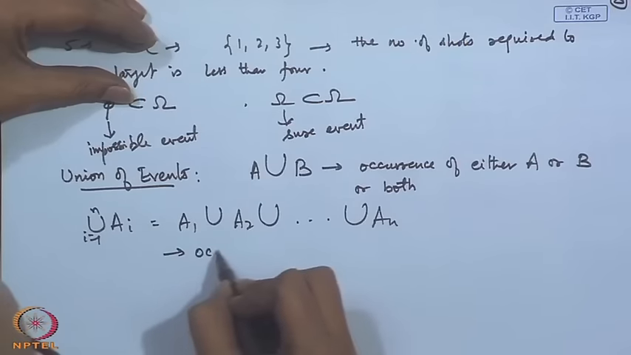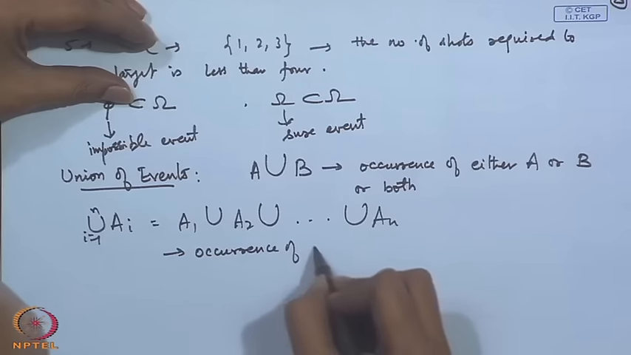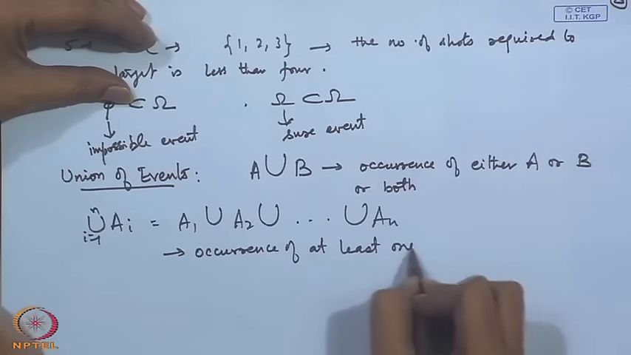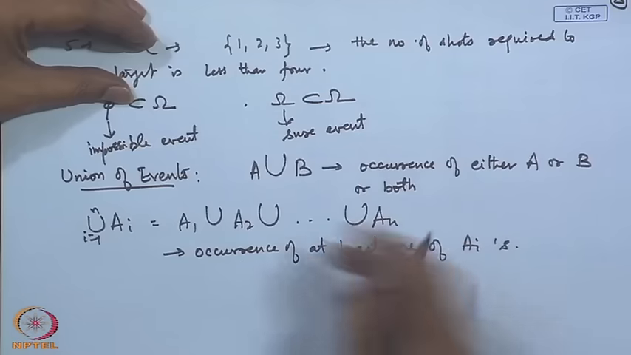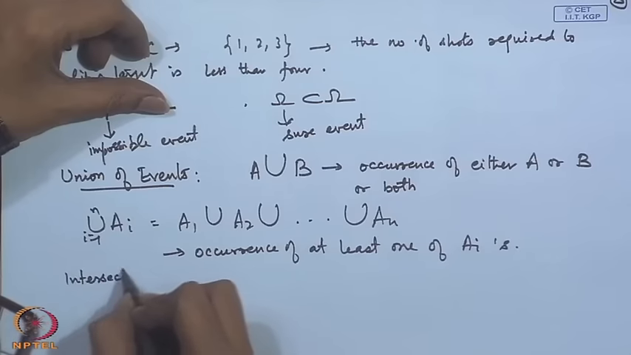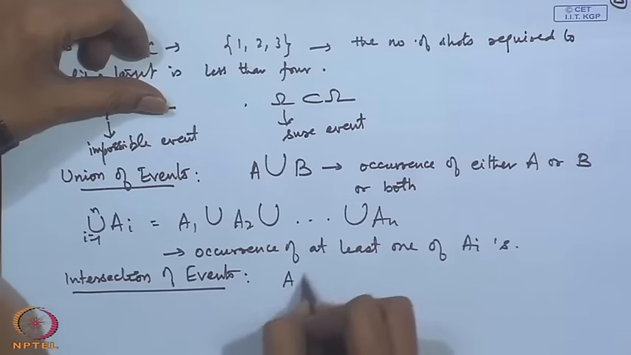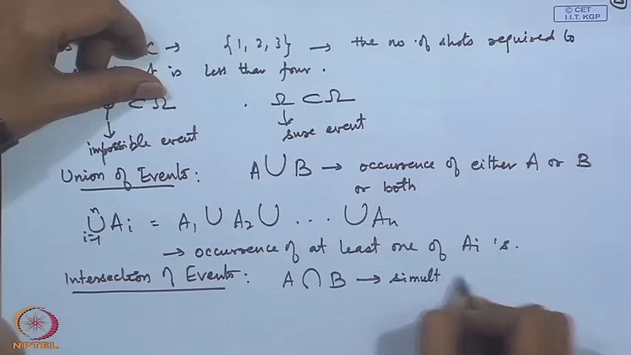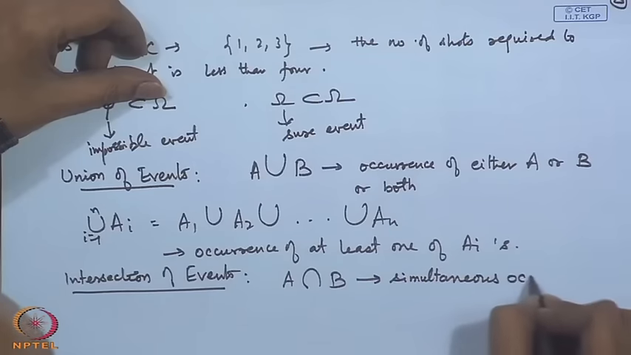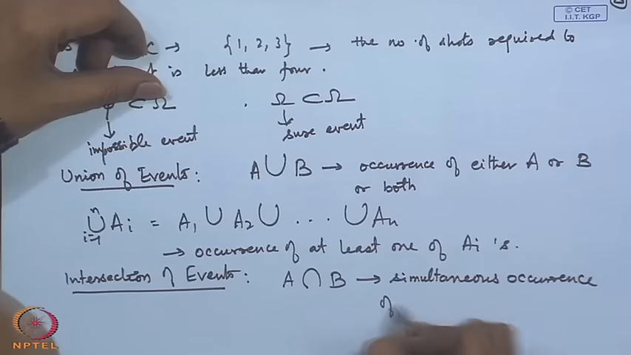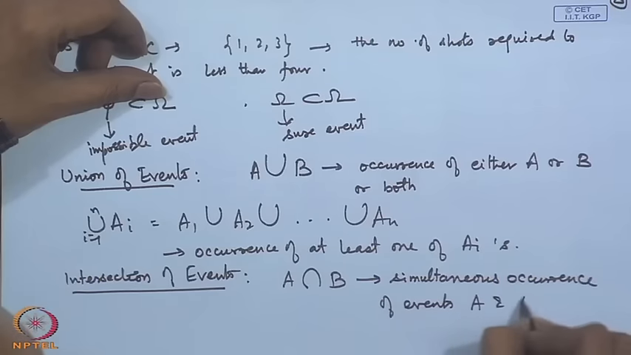This is occurrence of at least one of the A_i's. At least one of them occurs, like one may occur, two may occur, and so on, all the n may occur. Similarly, we can talk about the intersection of events. In set theory, we know that A intersection B is the set of those points which are common to both. Here it will mean simultaneous occurrence of events A and B.